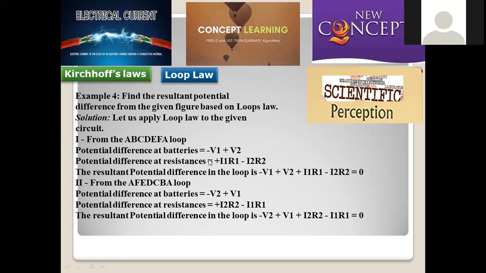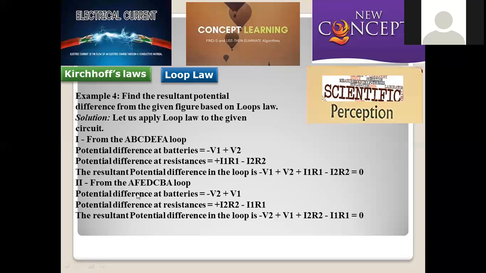So battery conventions are given, resistor conventions also provided. Now we have to take the algebraic sum of the batteries and resistors. For that purpose, we take minus V1 plus V2 plus I1 R1 minus I2 R2. The value will become 0. If the value becomes 0 in this entire loop, the loop law is verified for loop number 1. So now let us move on to the second loop.